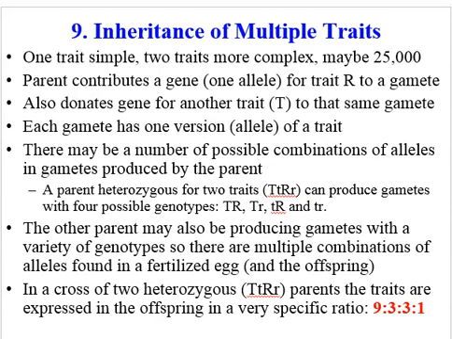So what does that mean? We'll look at that in more detail. But basically, 9 out of 16 offspring combinations are going to have both dominant traits. They're going to have a big T and a big R. It doesn't matter what the other one is. They've got 1 big T and 1 big R, so they're tall and red.